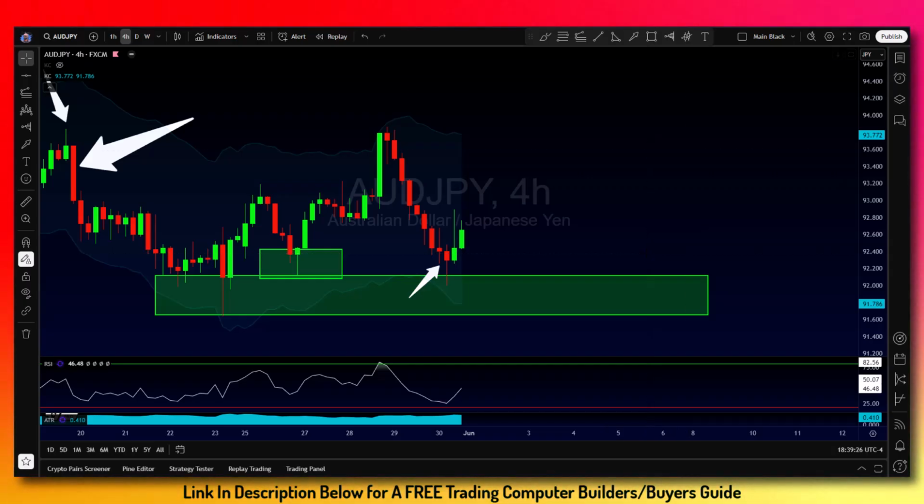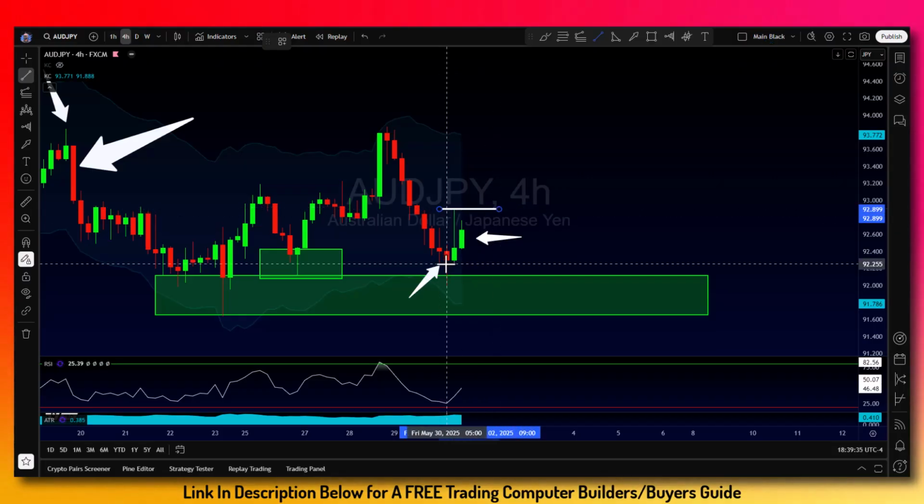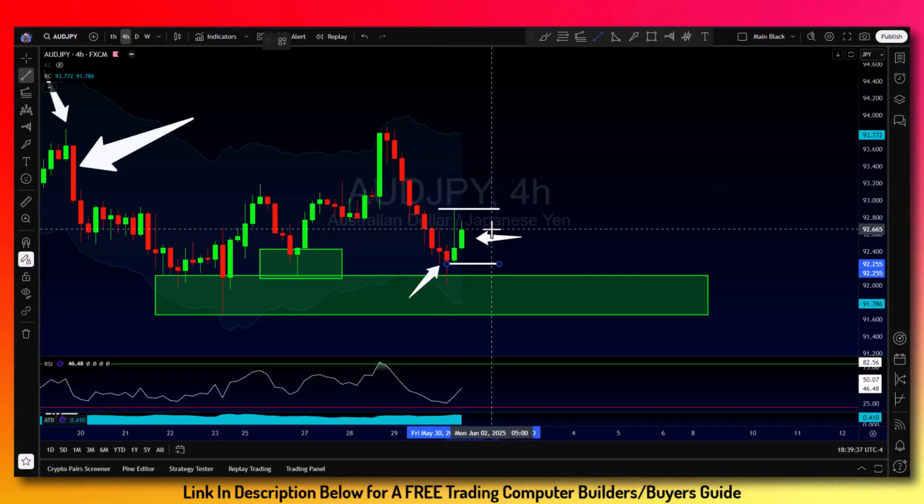But this is called an inside bar. An inside bar is essentially a bar that completes completely within the previous bar. This big bar is called the mother bar, right? And it pretty much means consolidation, indecision, and we know that contraction leads to expansion. So we would expect a breakout one way or the other.